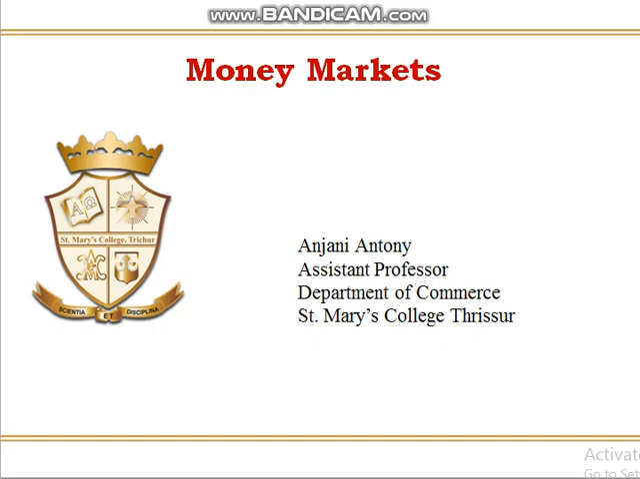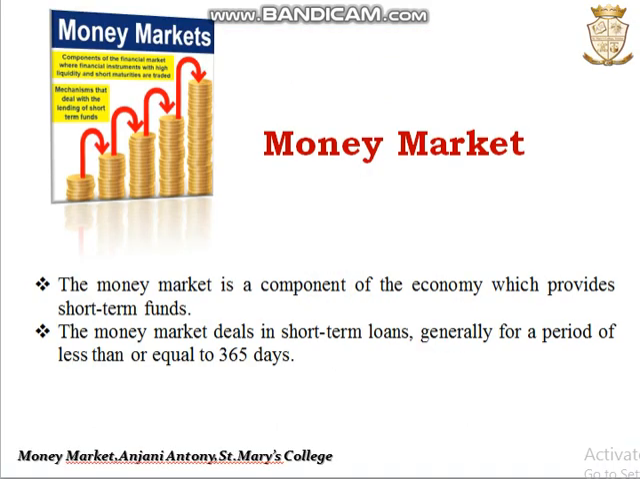Hello, my dear students. In our last live class of financial markets and institutions, we learned about the financial system, right? The financial system is a combination of four components: financial institutions, financial instruments, financial services, and financial markets. Money markets are one among the financial markets. So now we are going to learn about what is money market.